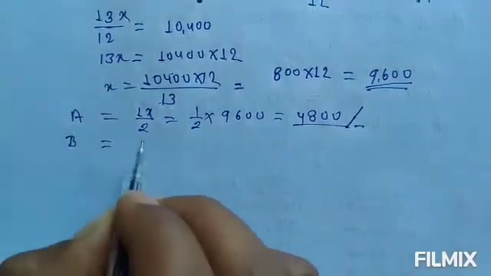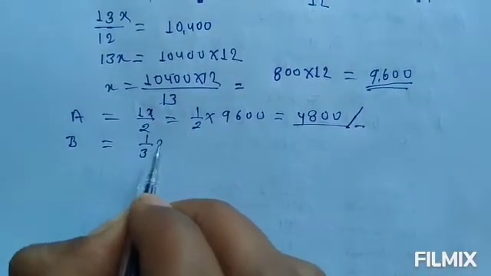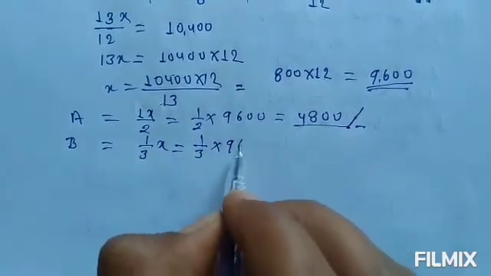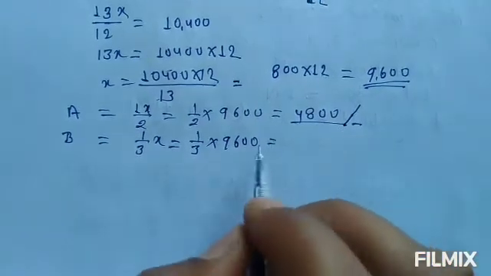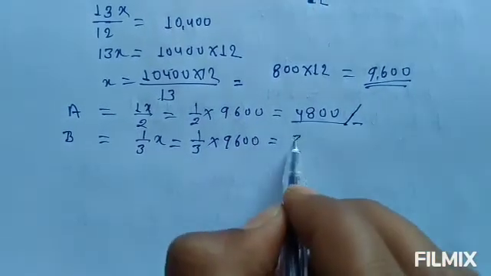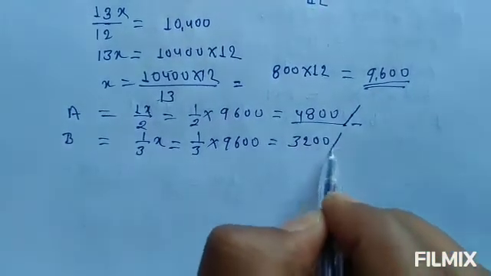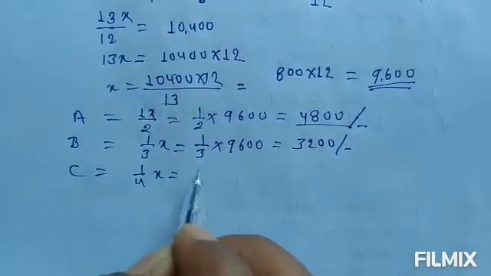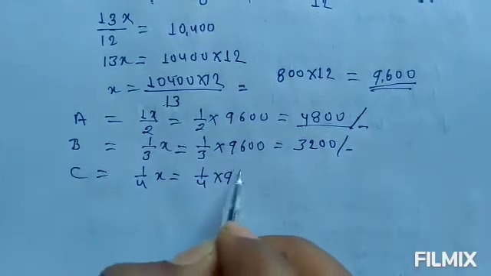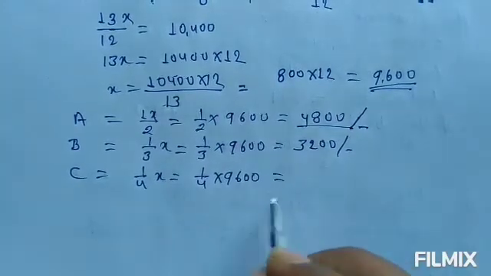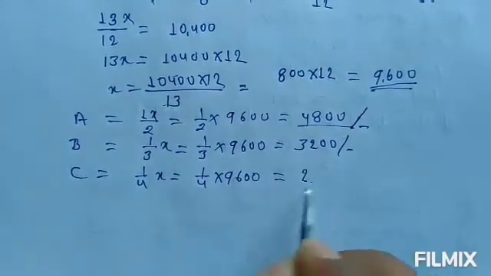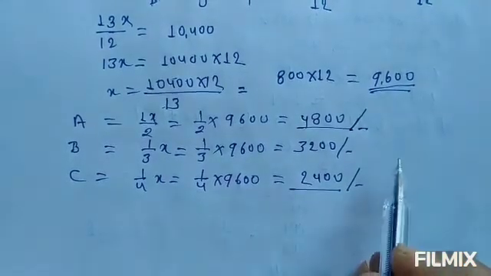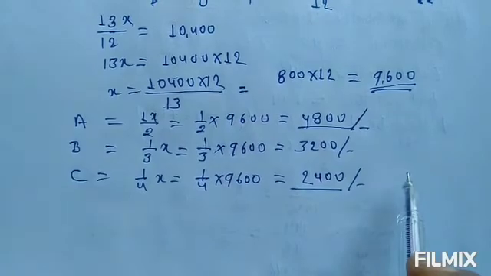Part of B, 1 upon 3x, equals 1/3 into 9600. This will be 3 3s are 9, 3 2s are 6, means 3200. Part of C, 1/4x equals 1/4 into 9600, 4 2s are 8 and 4 4s are 16, 2400. This is the complete answer of question number 4.